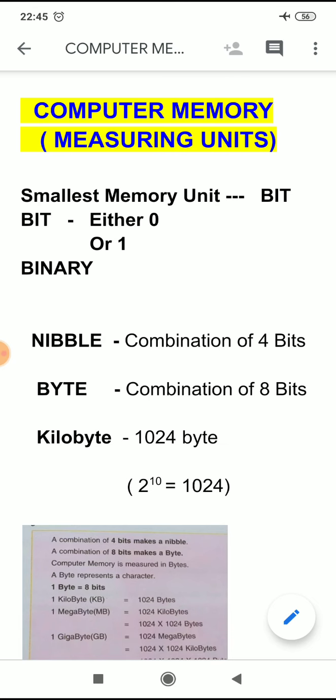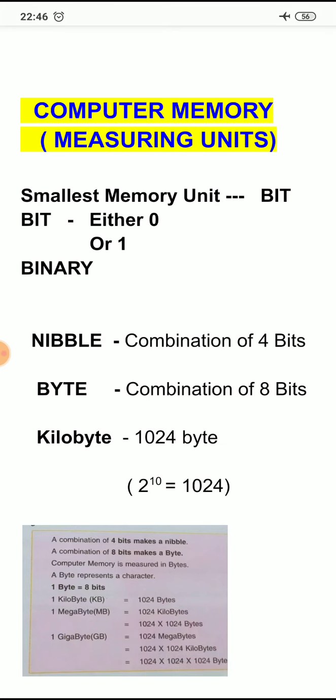The smallest unit of computer memory is bit. The computer understands binary language. Binary is a language of bi, meaning 2. Binary is a language of zeros and 1. In the binary language there are two digits only, either 0 or 1. Individually 0 or 1 is called bit. So bit is the smallest unit of computer memory, and it is either 0 or 1.